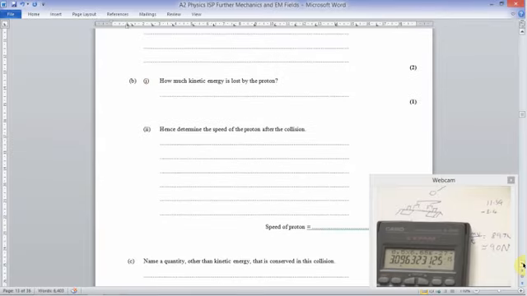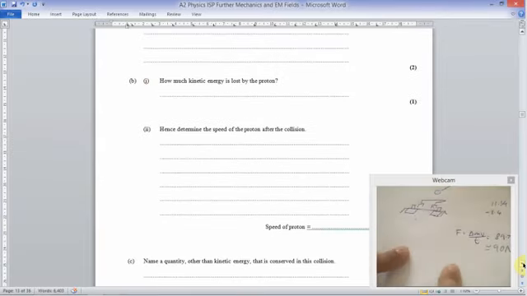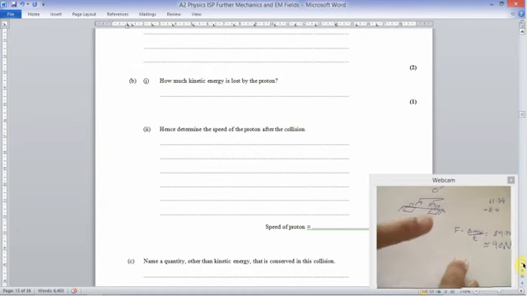Okay, so if you want to see what's actually happened here, here's a stationary helium nucleus, in comes a proton, smashes into it, this now goes off, this goes off as well, but where did this get its energy from to allow it to go off? Well, it came from the proton, so the amount of energy this has lost is the same that this has now. Okay, so that's also 3 times 10 to the minus 15 in this one over here. Hence determine the speed of the proton after the collision.